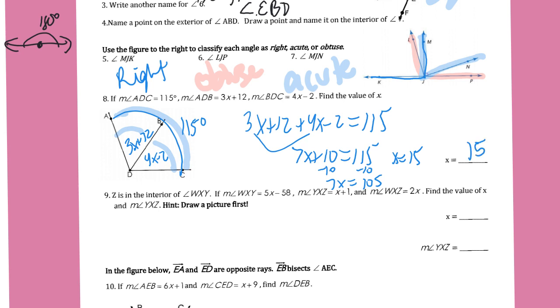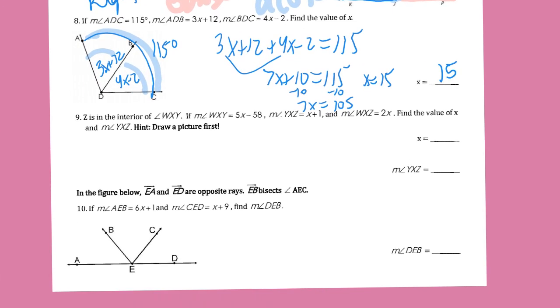Now, if you actually want to find an angle value, you might have to plug it into 4 times x minus 2 or 3 times x plus 12 to get your actual angle. And that's what they actually have you do in the next question. All right, so the last two questions, the first one, there's a lot of words.